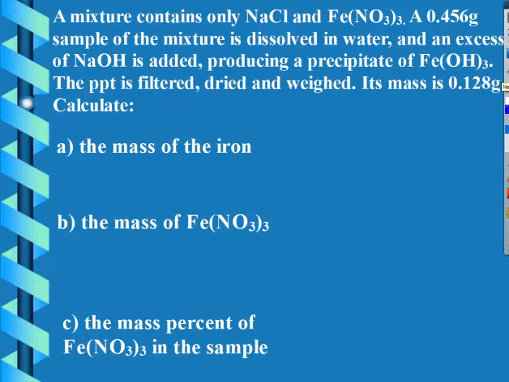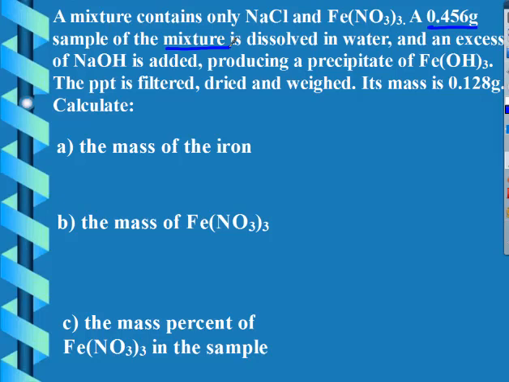So in this problem it says that we have a mixture containing sodium chloride and iron 3 nitrate. A 0.456 gram sample of this mixture, notice that this grams is of a mixture. So I can't use that mass until the very, very end because I don't know how much of it is sodium chloride and how much of it is iron 3 nitrate.